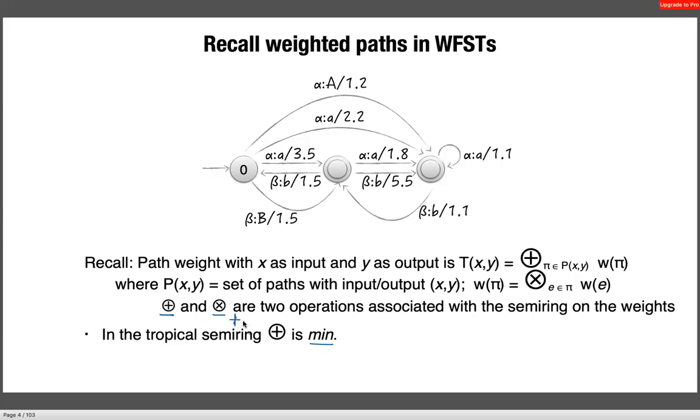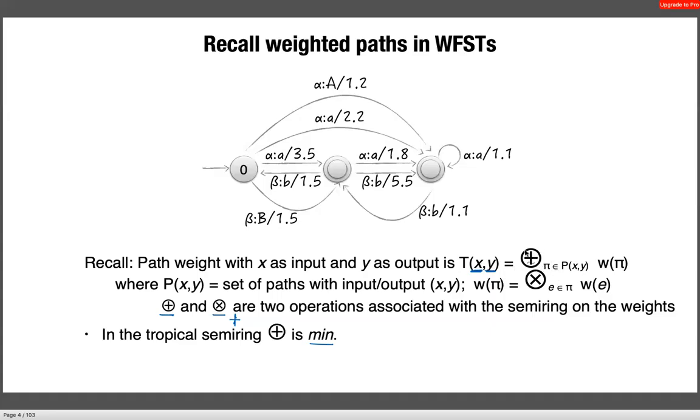So we will be using the tropical semi-ring for all the WFSTs that we deal with in this course. Unless mentioned otherwise, you can just assume that we're working with the tropical semi-ring. So now we'll come to the definition of the path weight. When you have X as the input string, and on consuming X, you're going to produce Y as the output string, how do I compute the weight associated with this tuple XY?